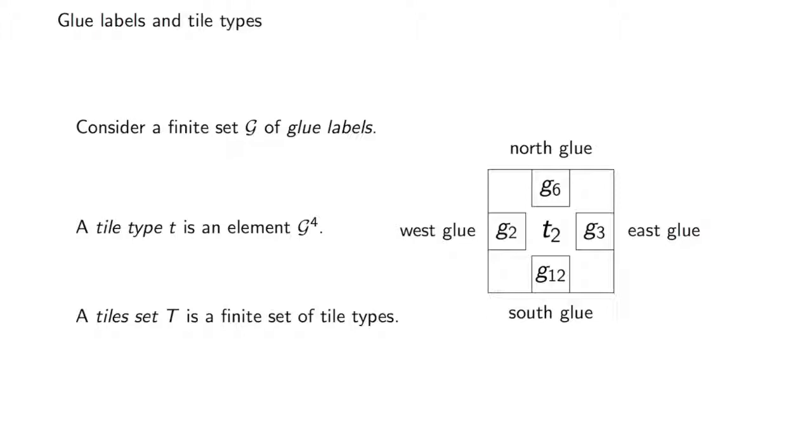We introduce now the glue label and the tile type. The set of glue labels is finite and denoted by G. In the running example of this video, we consider 30 different glue labels. On the right side, there is an example of a tile type called T2. On its north side, the glue label is G6. On its east side, the glue label is G3. On its south side, the glue label is G12, and on its west side, the glue label is G2.